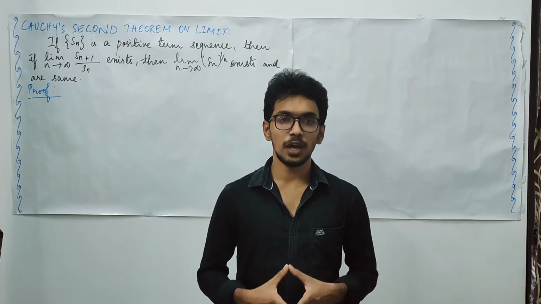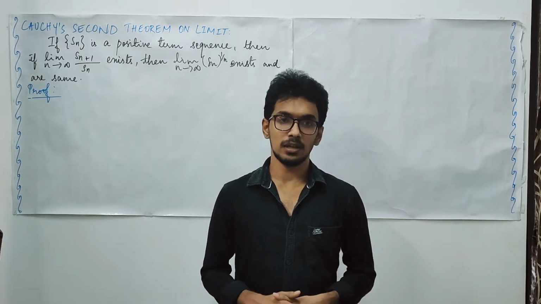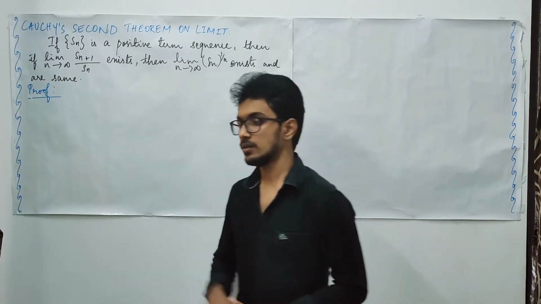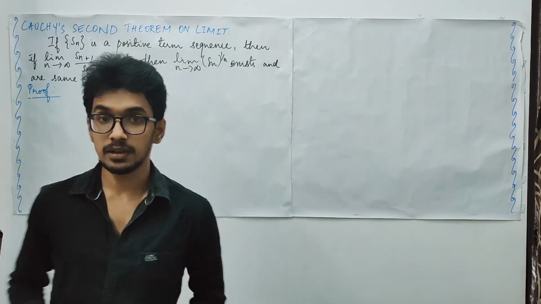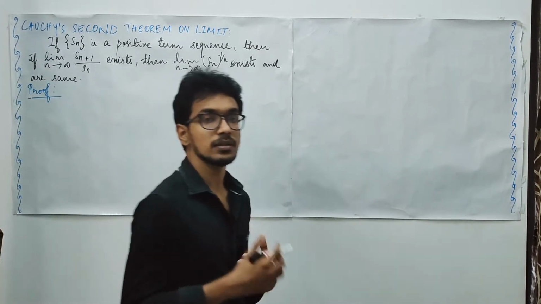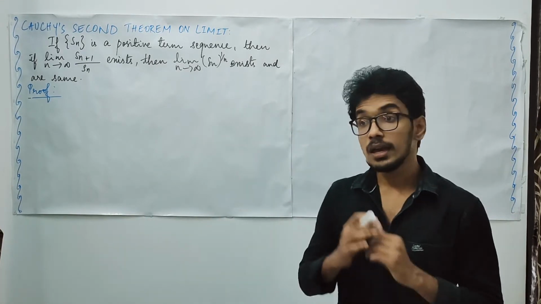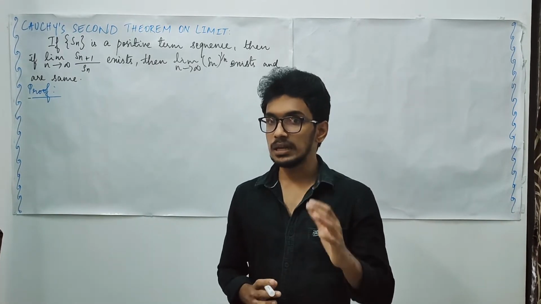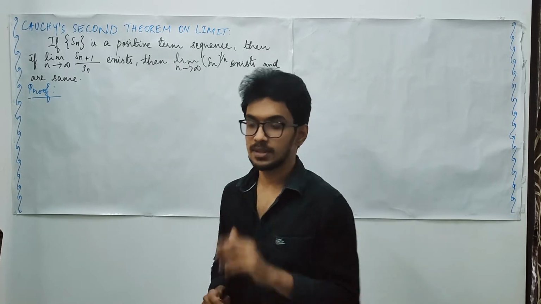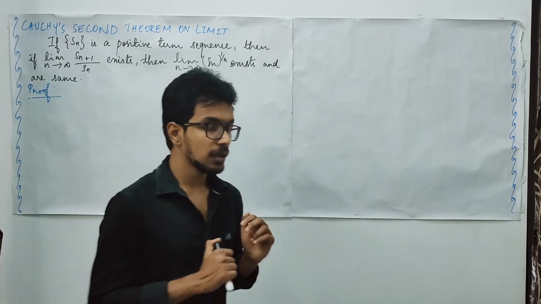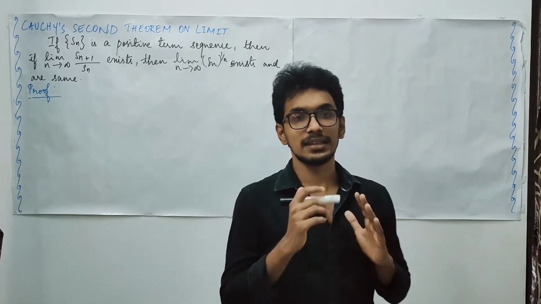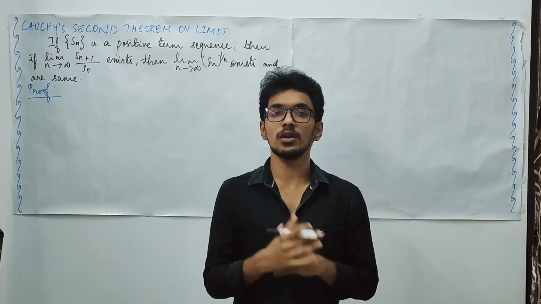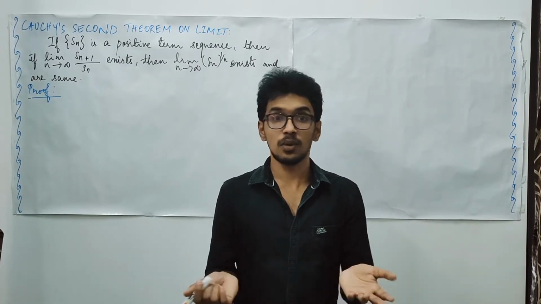In this lecture, we are going to see the second limit theorem by Cauchy. In this theorem, what is given? We are considering a sequence of positive terms. Here, we are considering only a sequence of positive terms, whereas in Cauchy's first theorem, it was for a general sequence. The terms of a sequence can be positive or negative or zero maybe.